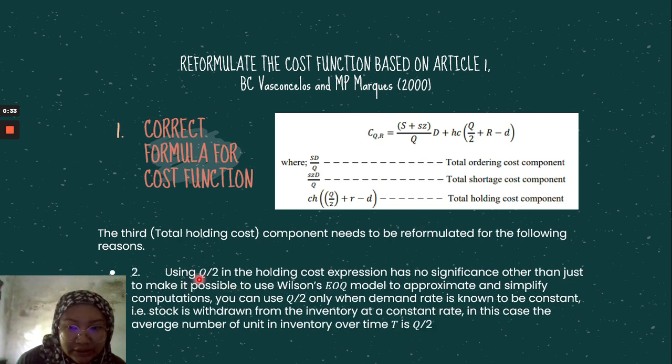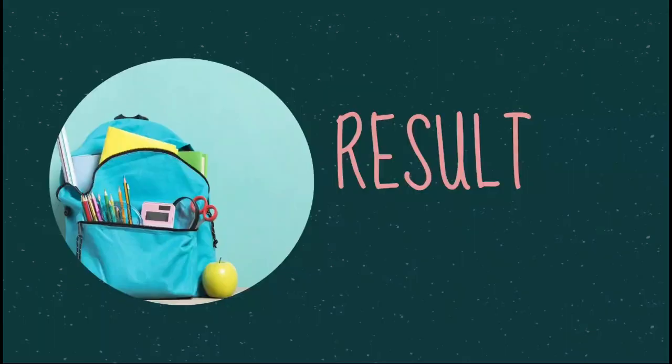And the other reason why we need to reformulate the cost function is that using Q over 2 in the holding cost expression has no significance. It only helps to use the Wilson EOQ model and simplify the computation. Furthermore, you can only use Q over 2 when the demand rate is known to be constant.